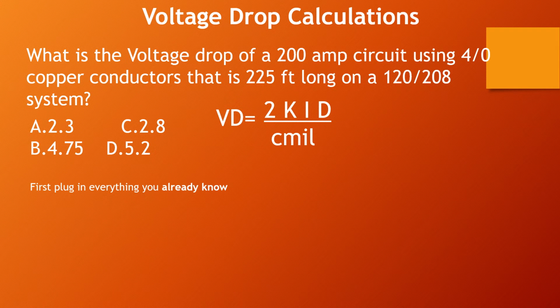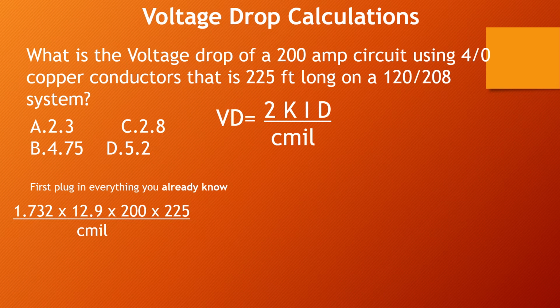The 2 in our formula is a constant when dealing with single phase. When you're dealing with 3-phase, that new constant is going to be 1.732. So you're going to substitute the 2 for 1.732 anytime you're dealing with 3-phase voltage drop calculations. So you have 1.732 multiplied by our K value for copper, which we know is 12.9. You multiply that by 200, which is the amperage, and then by the distance, which is 225 feet in this case.